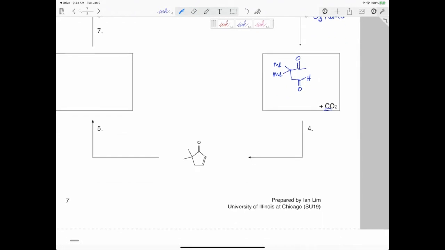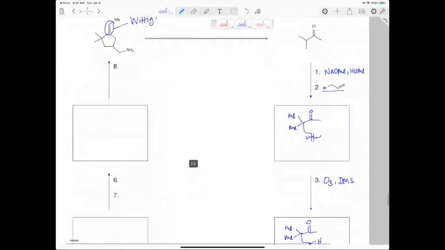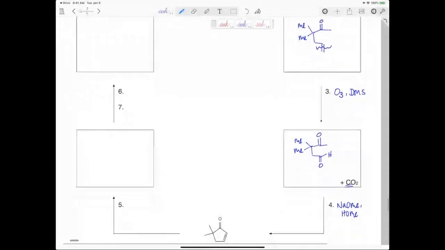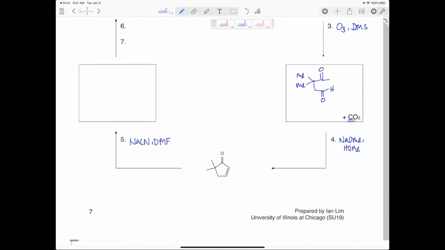But we know that because we want a 5-membered ring, we're going to use Naomi and her homies again, right? And okay, look at this part here. I have an amine from a double bond, right? How can I possibly do that? It's a simple substitution reaction at some point, so I would have to give it something to substitute with, right? Usually NaCN DMF.